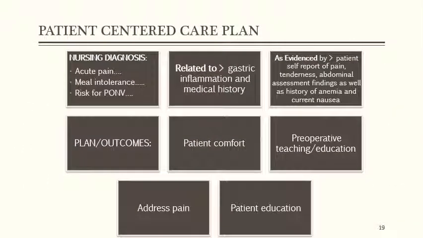The patient-centered care plan for this case study is complete with 3 nursing diagnoses to include acute pain, meal intolerance, and risk for postoperative nausea and vomiting. The nursing diagnoses are related to Mrs. Rivera's gastric inflammation and her medical history, as well as being evidenced by her subjective and objective reports that were found during physical assessment to include her abdominal pain, tenderness, and any other findings. Her plan and outcome are very simple: patient comfort, education and teaching, and addressing pain. And these are all appropriate to make a concise patient-centered care plan for any patient with acute cholelithiasis.